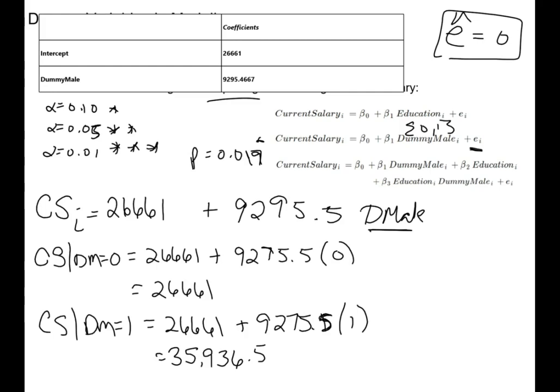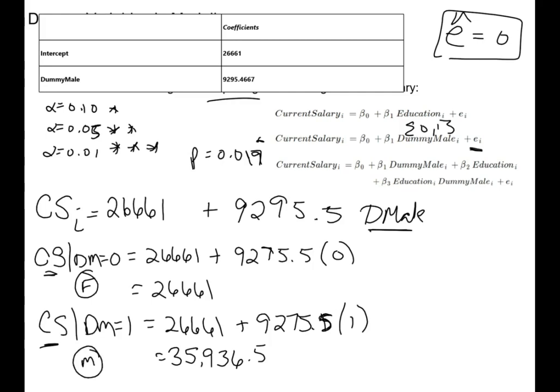So we've got the two conditions, right? The current salary, that's what this model is, current salary. And I've got two conditions: dummy male equals 0 and dummy male equals 1. Remember, if the dummy male equals 0, which group are we talking about? We're talking about the females, and the current salary of females. When dummy male equals 1, those are the males, right? This is the current salary of males.